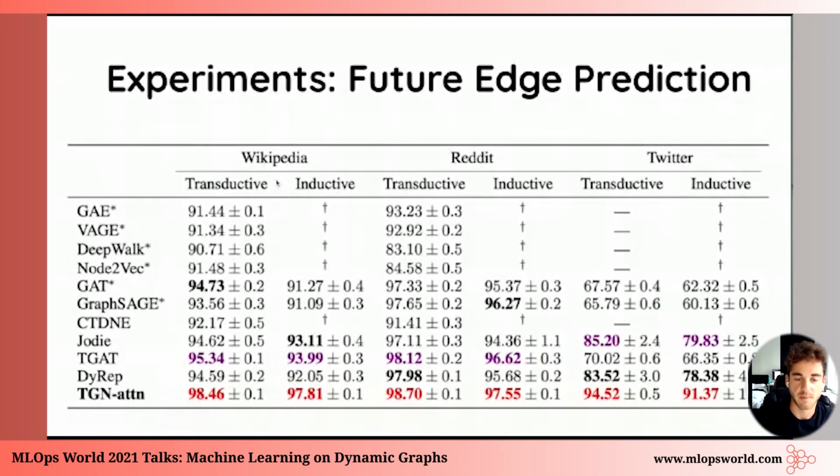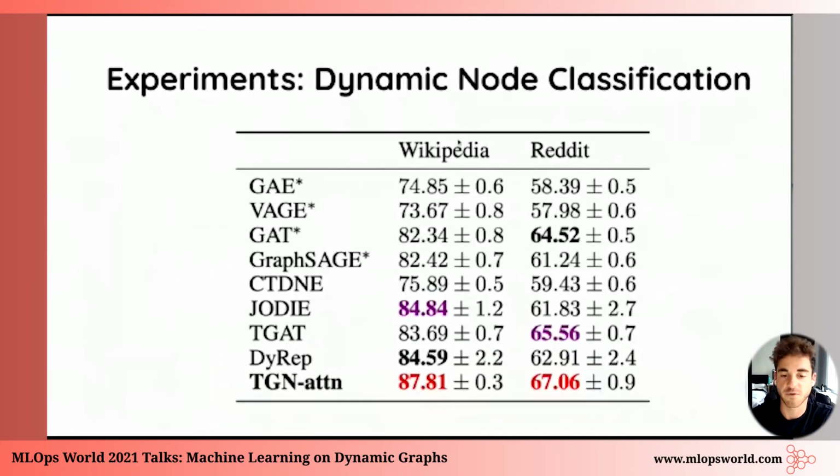We also run experiments for dynamic node classification. Again, for the same data sets, Wikipedia and Reddit; we didn't have this kind of data for the Twitter data set. And here, what we're trying to classify is whether a user has been banned or not at a particular time. So on Wikipedia, users that edit pages can be banned because they do, I don't know, stupid edits, or they have a spammy behavior.